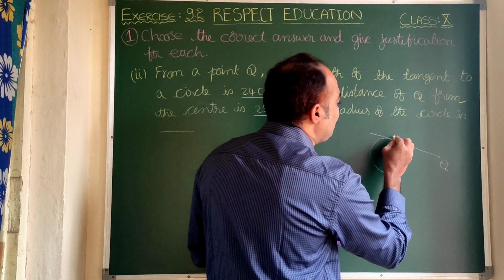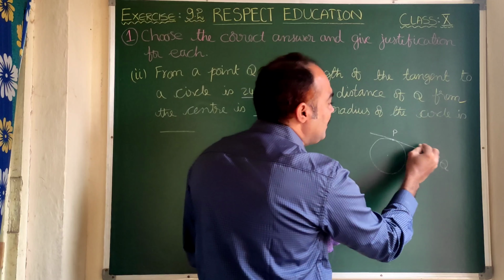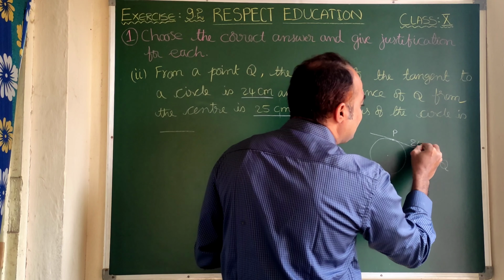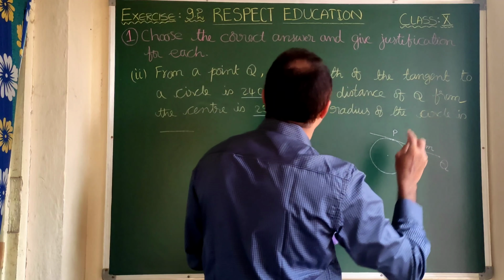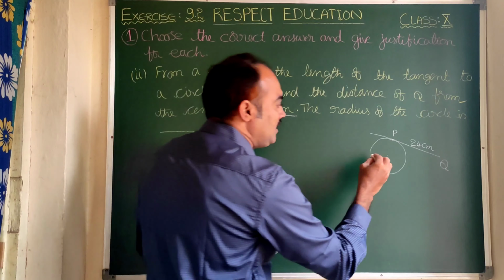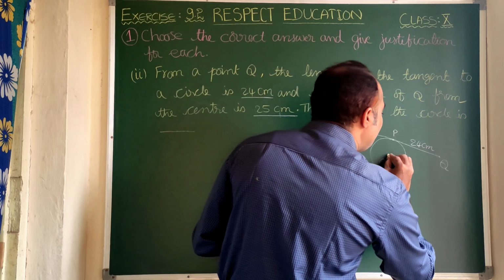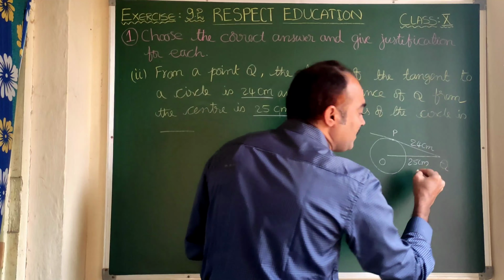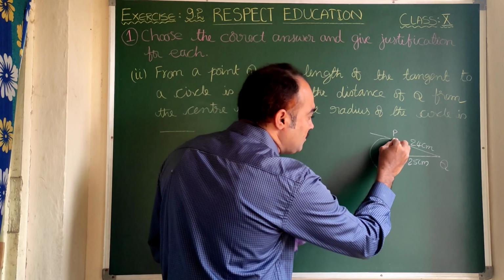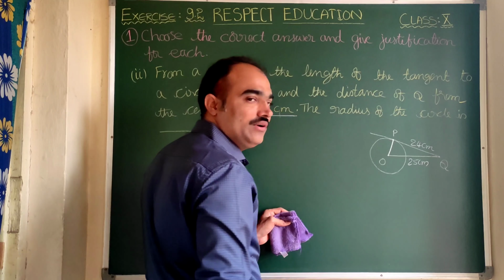Length of the tangent means, as you know, let us take this point as P. Only QP is the length of the tangent. So here the length of the tangent is given as 24 centimeter, and the distance between Q and the center. Let us take the center as O. So the distance between O and Q is 25 centimeter. Then we need to find the radius, that means OP. OP is required. This is what we need to find.